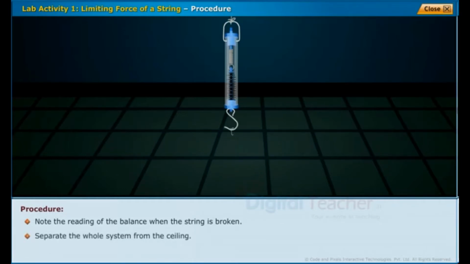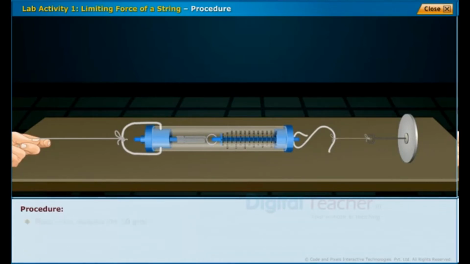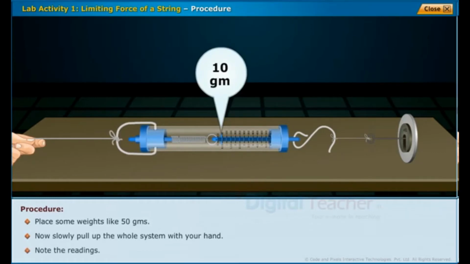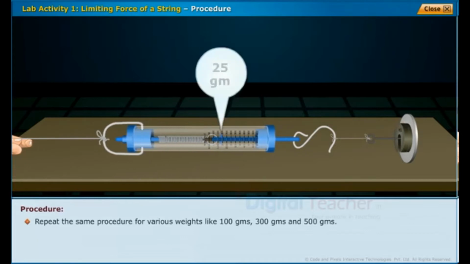Separate the whole system from the ceiling. Now take another string and tie its one end to the weight hanger and the other end to the spring balance. Place some weights like 50 grams. Now slowly pull up the whole system with your hand. Note the readings. Repeat the same procedure for various weights like 100 grams, 300 grams, and 500 grams.